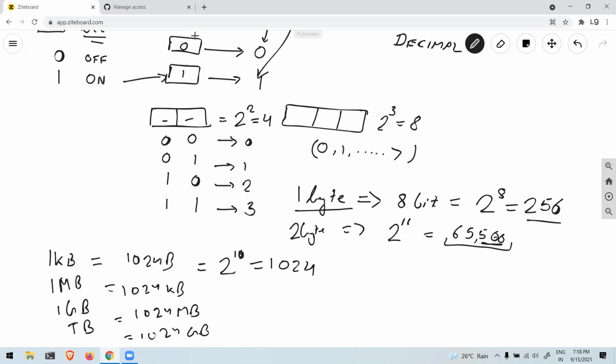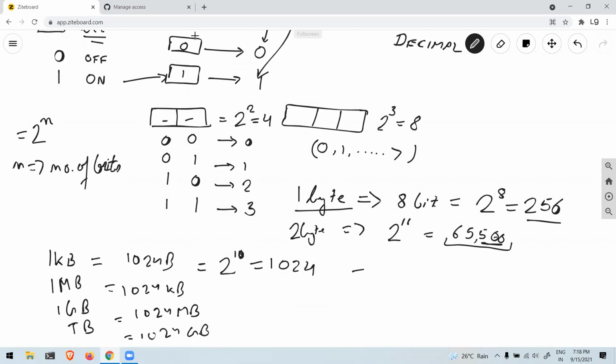Why? Because in a binary system, there are only 2 symbols. And as you increase the number of bits, the number of combinations is roughly equal to 2 to the power n, where n is the number of bits. Cool. So that's the reason why everything comes in powers of 2 in computer systems, because everything is dealt in terms of binary. Since you have 2 symbols, the more bits you have, the more symbols you'll be able to represent.